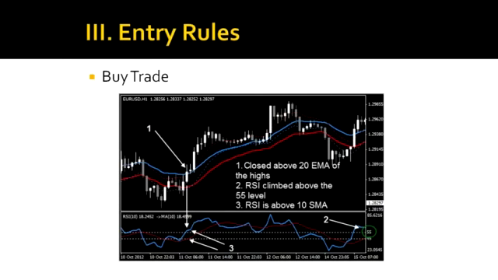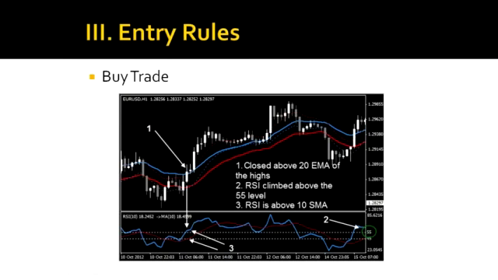This is an example of a buy trade. We can see arrow number 1 is the close of a candle above the 20 EMA of the highs, which is the solid blue line. We get that close, and now we're going to look to the RSI. Is the RSI above the top dotted line, which is the 55 level? If it is, we've got the second part of the entry complete.